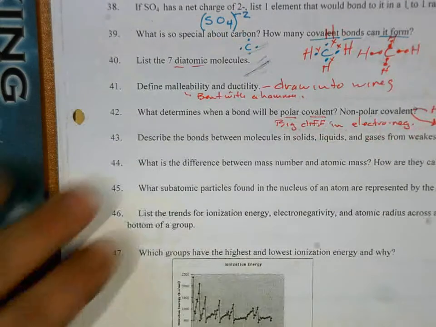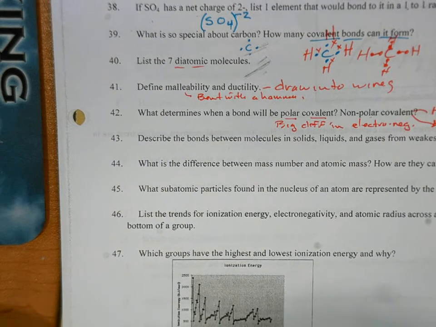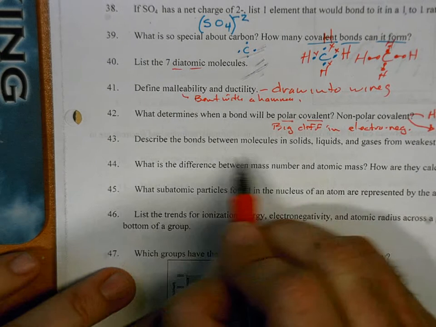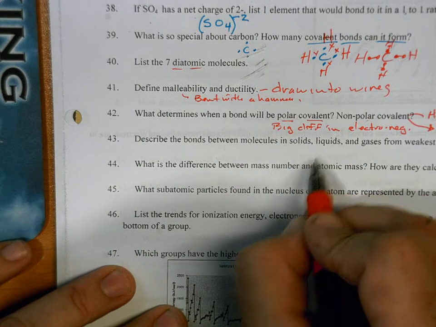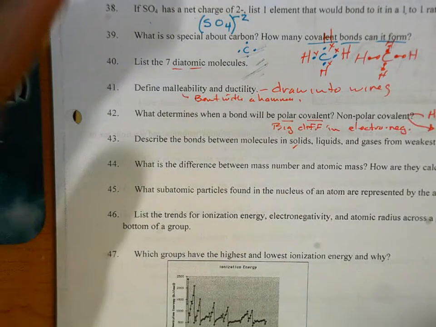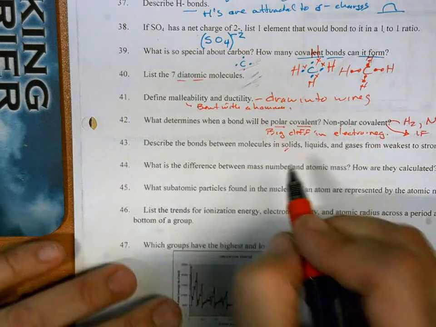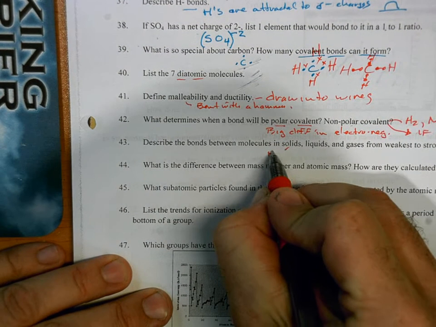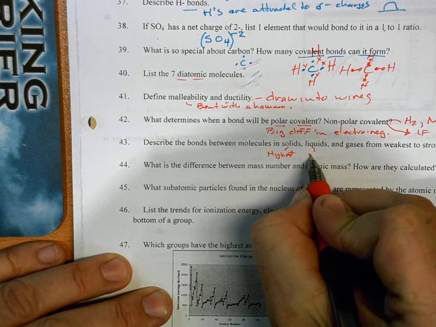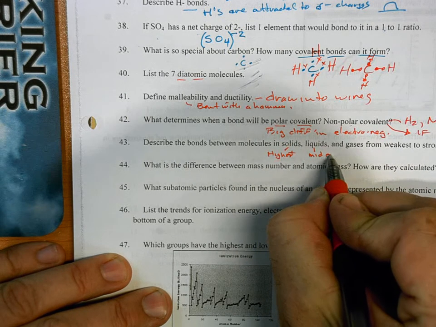Describe number 43. The bonds between molecules in solids, liquids, gases, strongest to weakest. Well, first off, the strongest is going to be in solids, because it takes a lot of energy to pull those compounds close together, despite their electrons trying to repel. So highest energy. Liquids would be next. They would be mid energy, because they are still really close.